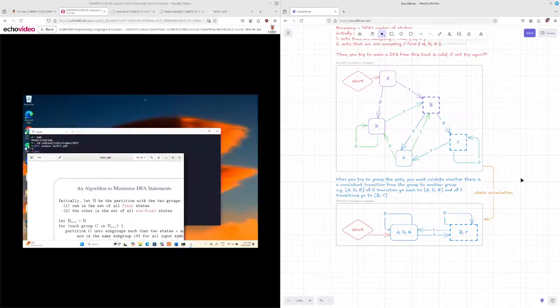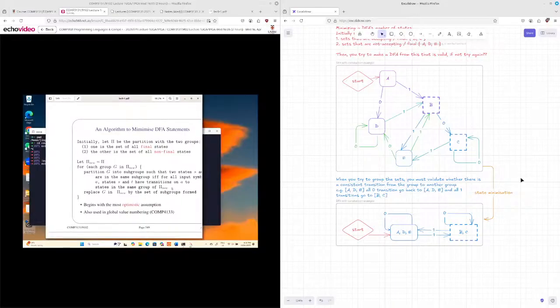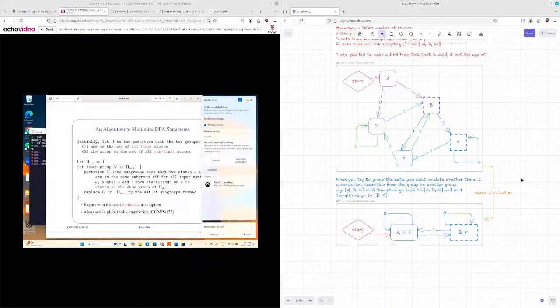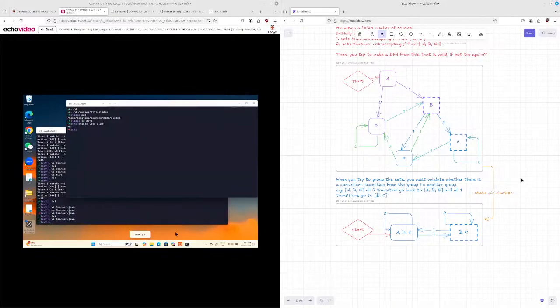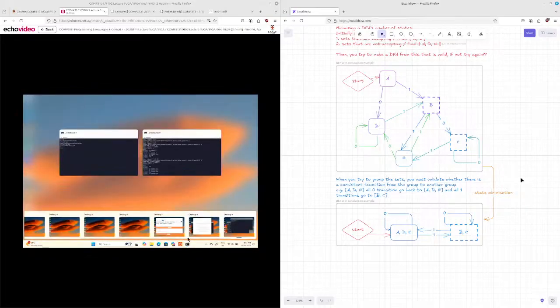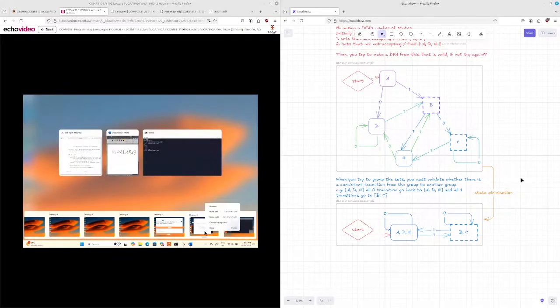So where is my Windows? What? You didn't show us the error path.